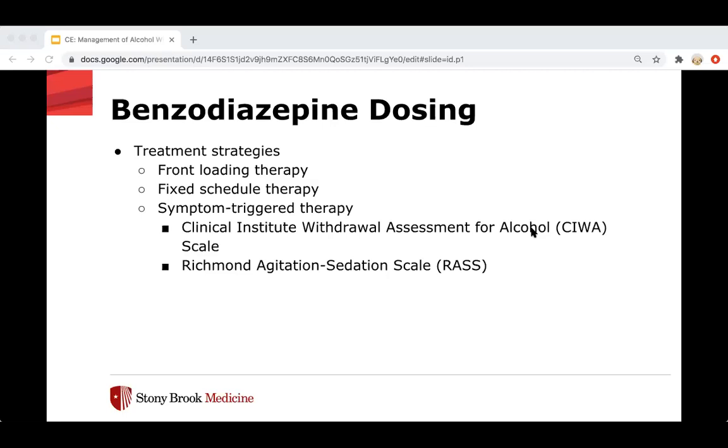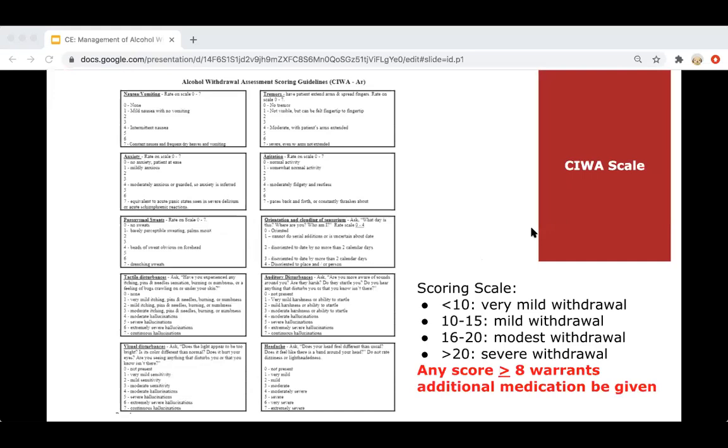Lastly, we have symptom-triggered therapy, which is actually preferred for most patients if we can. It requires regular systematic assessment of the patient's status using a validated instrument. This is when we would use the Clinical Institute Withdrawal Assessment for Alcohol, or the CIWA scale, or the Richmond Agitation Sedation Scale. The CIWA scale, which I have here, is preferred for most patients. It looks at 10 different aspects of alcohol withdrawal. There are modified CIWA scores as well, but this is the true CIWA scale. They look at nausea, vomiting, tremor, anxiety, agitation, paroxysmal sweats, orientation, tactile disturbances, auditory disturbances, visual disturbances, and headache.